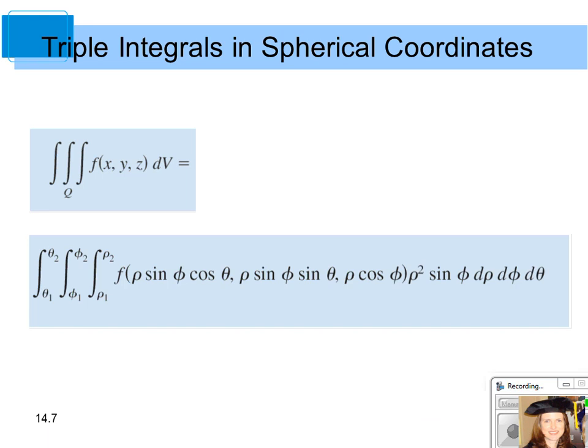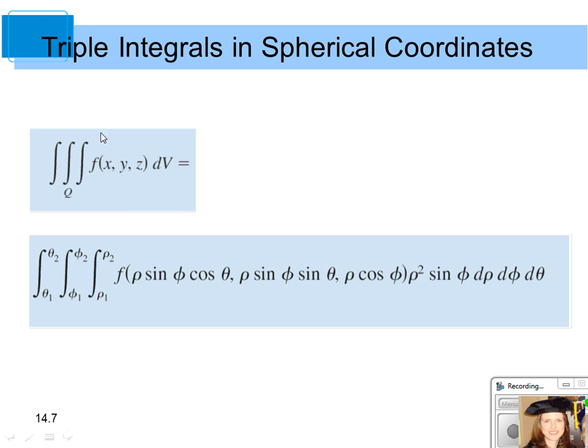Okay, in section 14.7, we're looking again at triple integrals using spherical coordinates. We have a triple integral over Q, where the bounds denote a solid region, of some function of x, y, and z dV. When you convert this to spherical coordinates, you replace every x with rho sine phi cosine theta, every y with rho sine phi sine theta, and z with rho cosine phi, and replace the differential volume dV with rho squared sine phi d rho d phi d theta. And then you would determine your bounds for rho, for phi, and for theta.